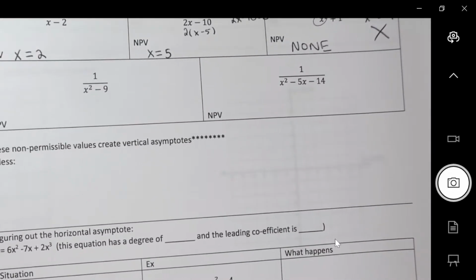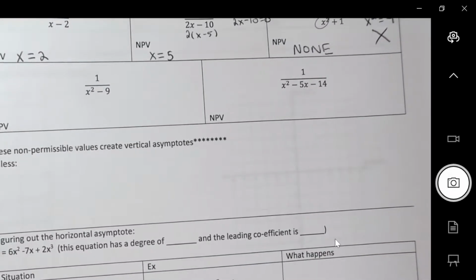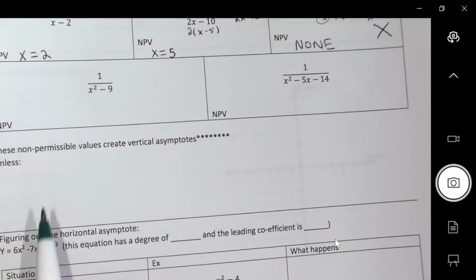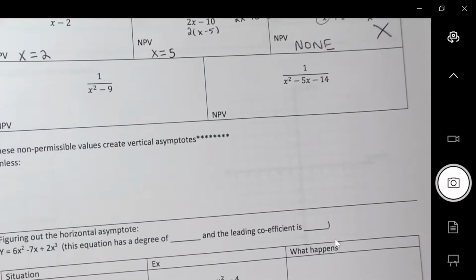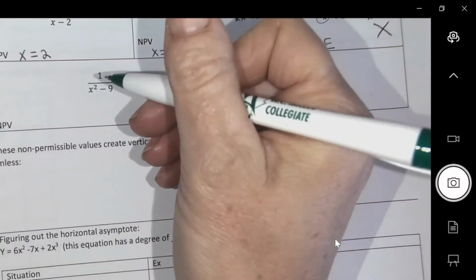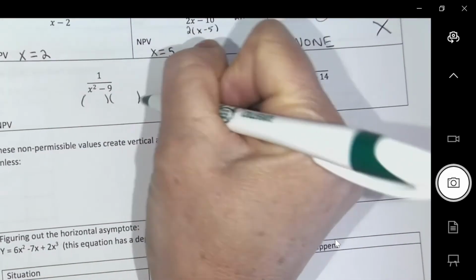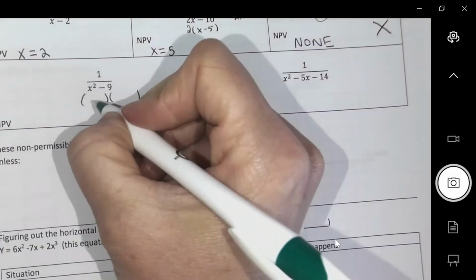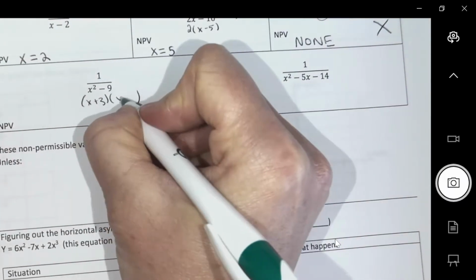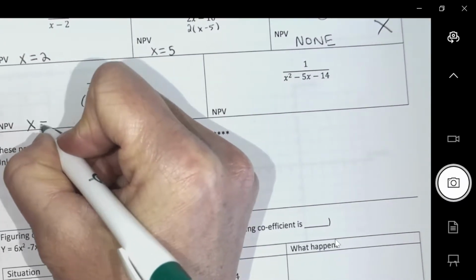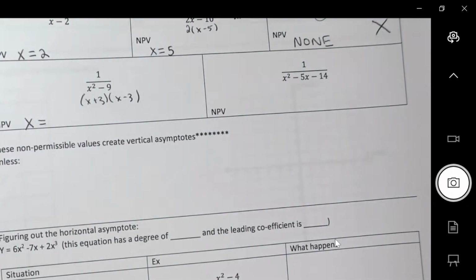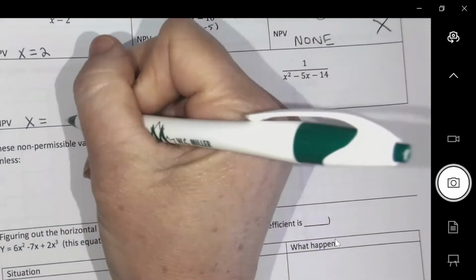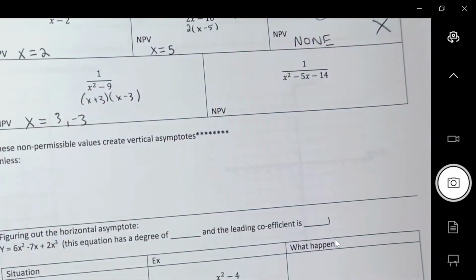Okay. Next. What's not permitted on this one? Can I make you do something like that? What do you want to put in those spots? X plus 3, x minus 3. So what are the non-permitted values? 3, negative 3, they're both not allowed.